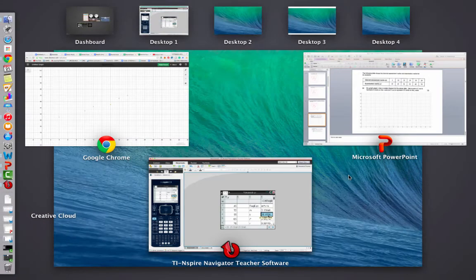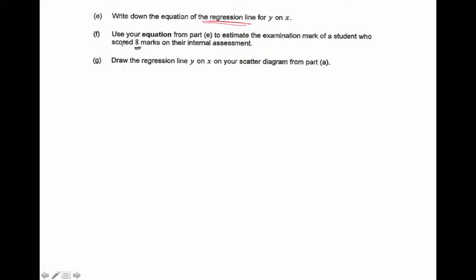So if we give these both to 3 significant figures, then we can say that y equals 2.14, because it was 2.138 something, x plus 25.2. Okay, so this is telling us the gradient: for every 1 mark you go up in your internal assessment, 2 marks up in your examination result. And the plus b is the y-intercept. This is where it's crossing the axis. So we're going to plot that in a second. We'll come back to that here.